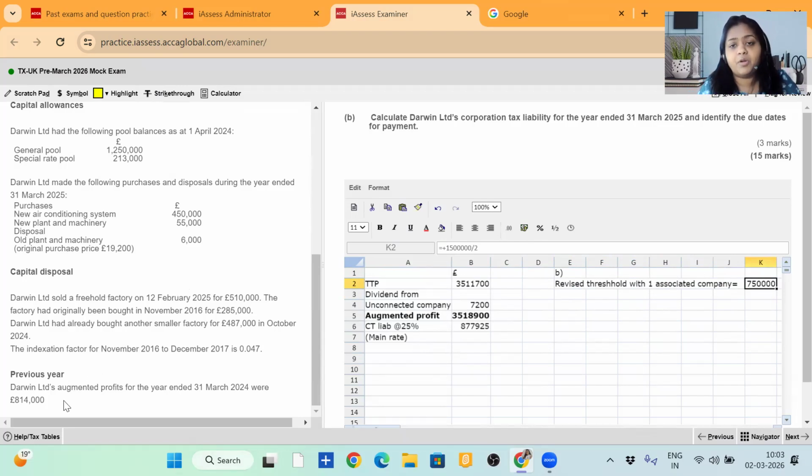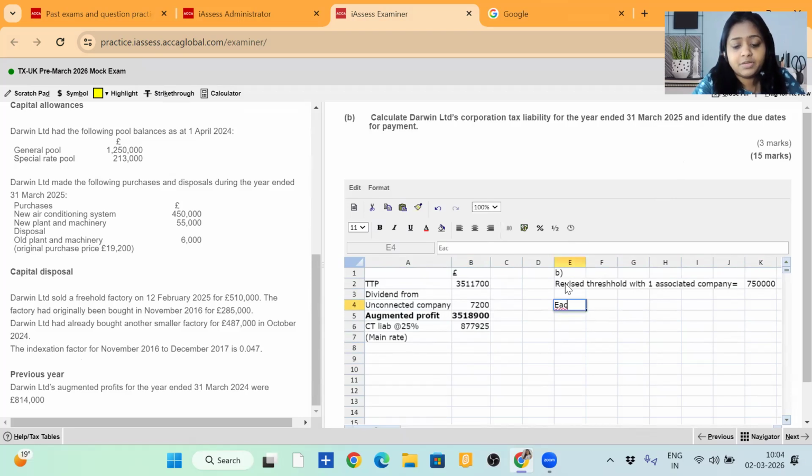So now if you see in the previous year, the augmented profits were 814,000. That means in the previous year it has crossed 750,000. So it was a large company in the previous year. And in current year also, the augmented profits are well above this limit. So they have crossed in the current year also, right? So therefore it's a large company and it will have to pay amounts by 4 quarterly installments.